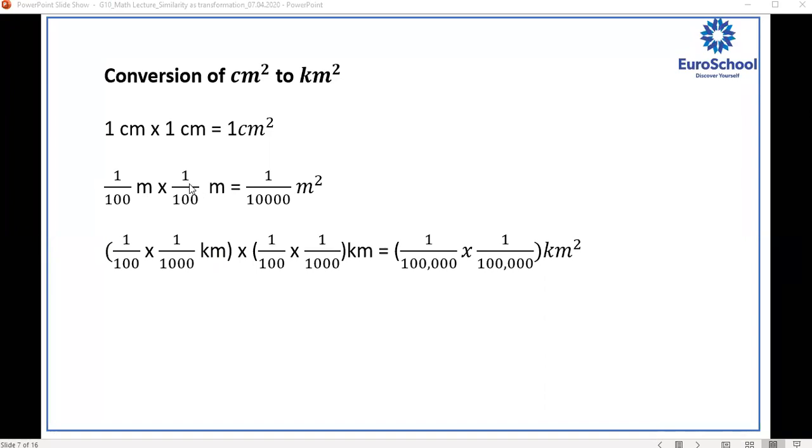Now, same thing I've done here because I was multiplying 1 centimeter and 1 centimeter. So how many zeros do we have now in the denominator? 1, 2, 3, 4, 5. It means 5 and 5. So 1 upon 1 lakh into 1 upon 1 lakh. So this is when you convert 1 centimeter square into 1 kilometer square.